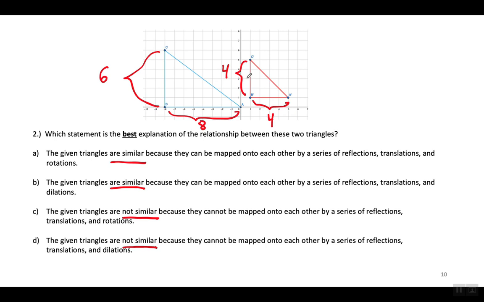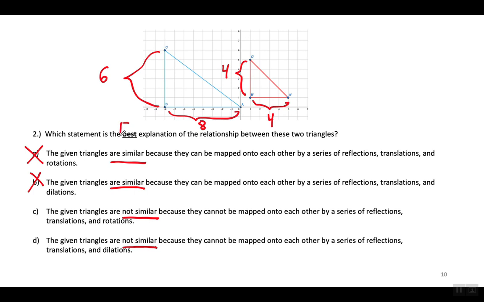So that means that these two triangles are not similar. So that eliminates these two answers. Los dos triángulos no son similares, así que ya puedo eliminar estas dos respuestas que dicen que sí son similares. Okay, now why are they not similar?